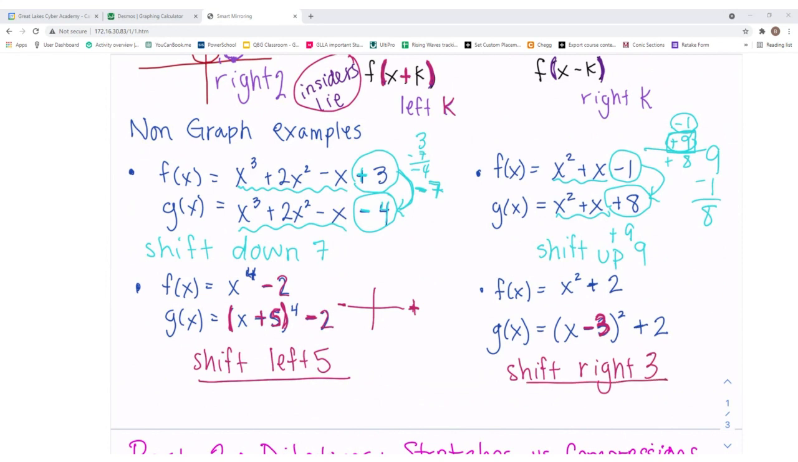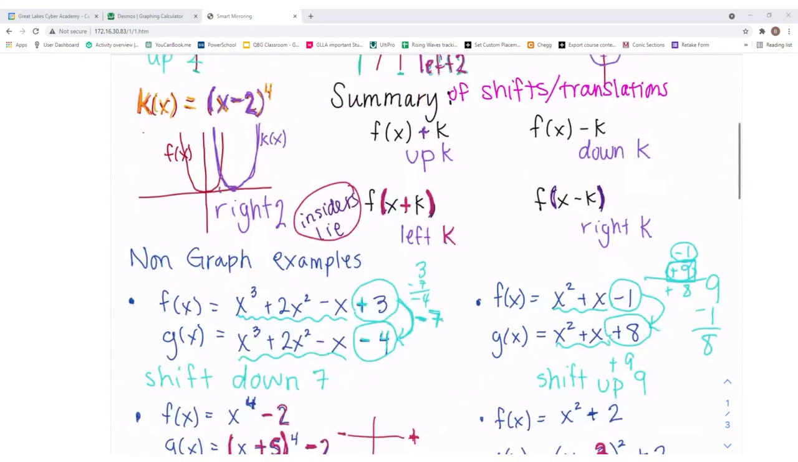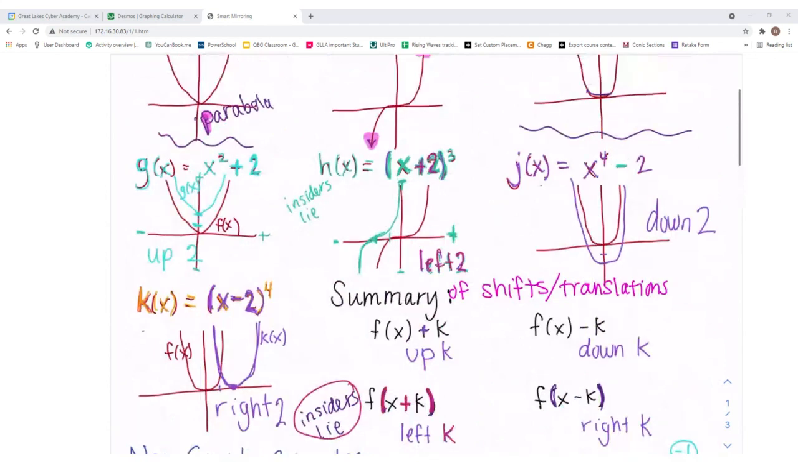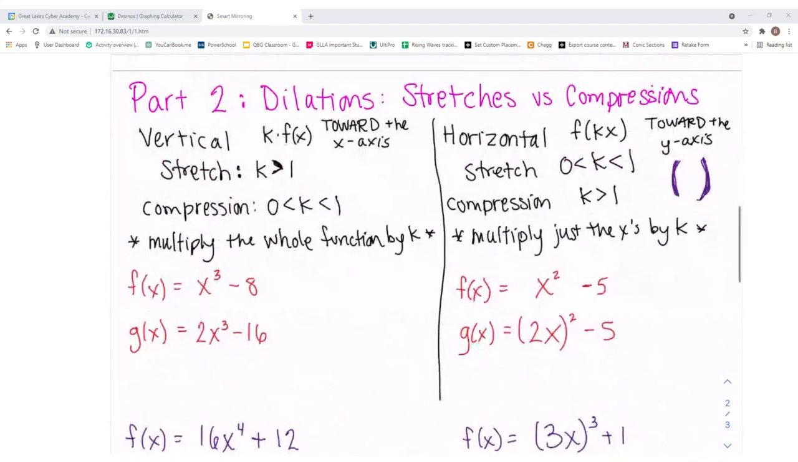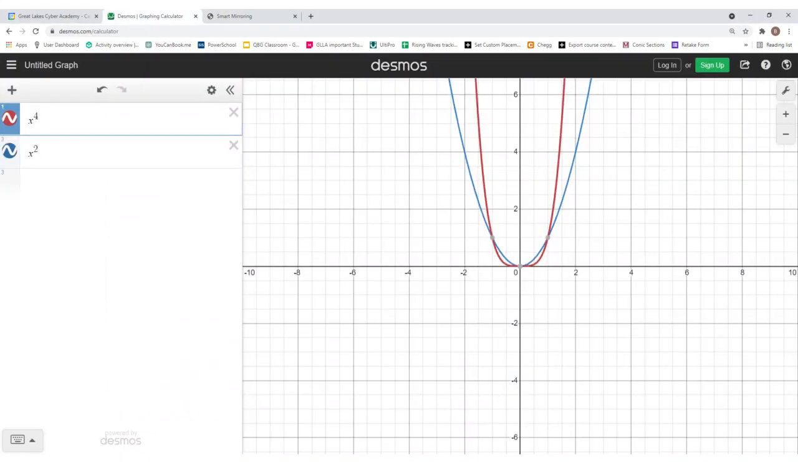And the other half has to do with dilations, which dilations are stretches or compressions. And on this particular quiz, they don't graph them. They just look at examples. Just for showing you what it looks like, let me show you. In fact, let me show you this. So if we had x to the third, let me change this to x to the third. I'm going to take this one away. X to the third, subtract 8.